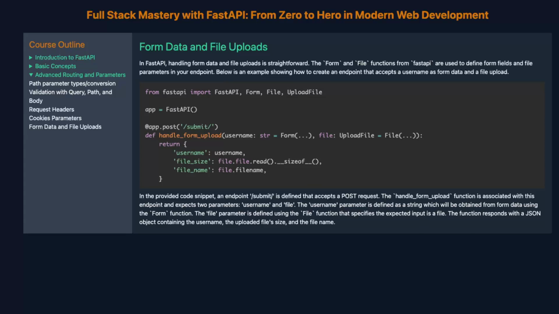The file parameter is defined using the File function that specifies the expected input is a file. The function responds with a JSON object containing the username, the uploaded file's size, and the file name.